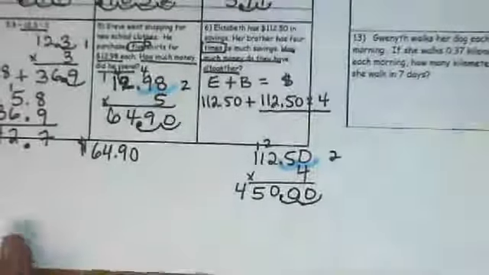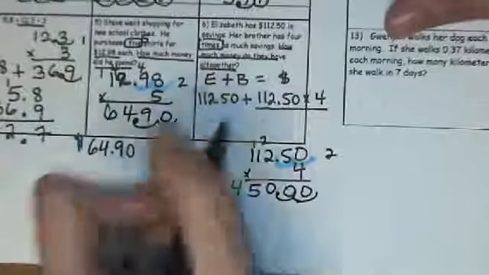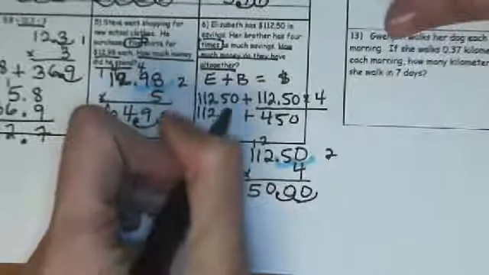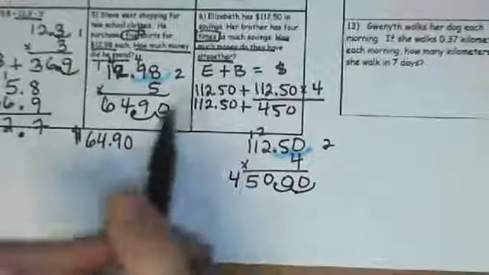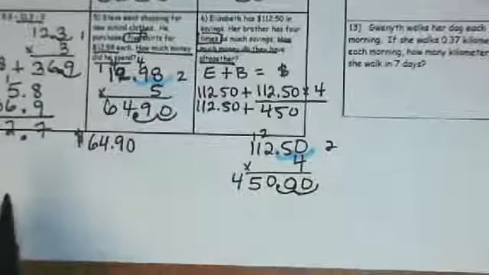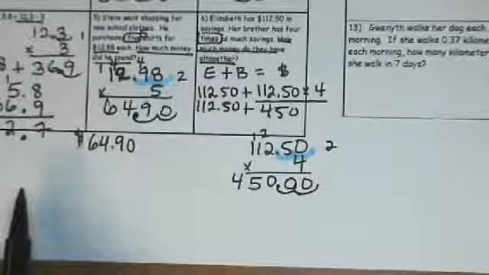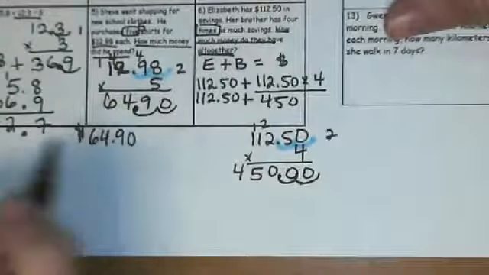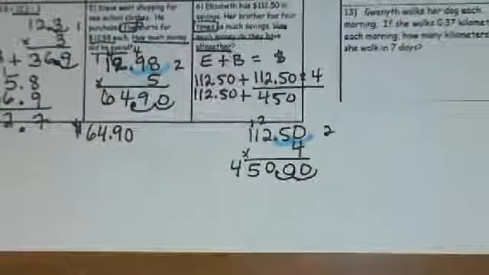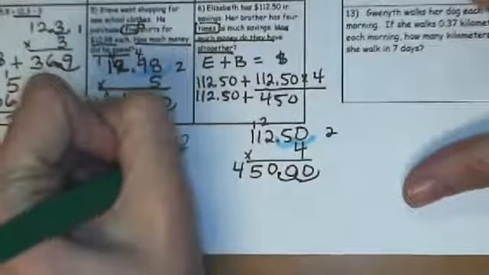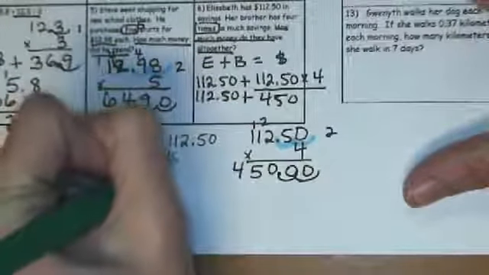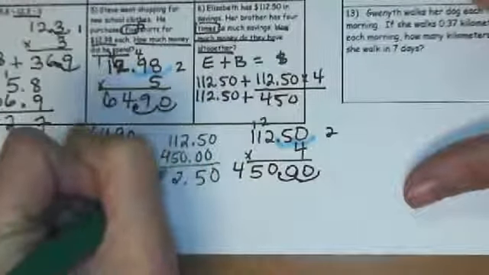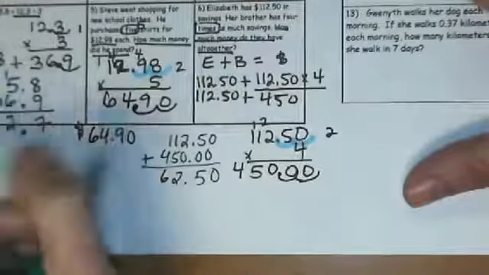Okay, so I have $450, and I have to add that to Elizabeth. Okay, so now I'm going to add $112.50 plus $450. So since I'm adding, I now have to line up my decimal places. So I have $112.50 plus $450. And so all together, they should have $562 together.